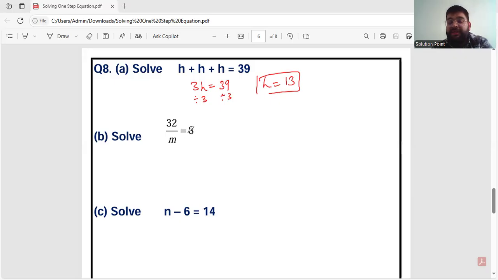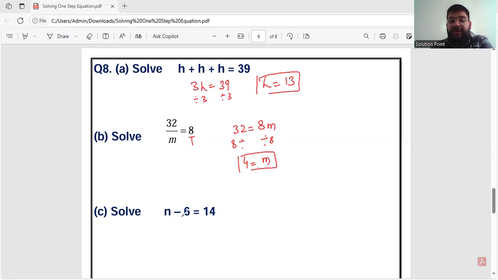32 by something is 8. Obviously, when you divide 32 by 4, we will get 8. Now, the way we will do it is cross multiply. So 1 times 32 is 32, and this m times 8 will be 8m. Again, we need to isolate this m, so we need to get rid of this 8. So divide 8 on both sides. So this will become 4, and this will become m. So the value of m is 4.